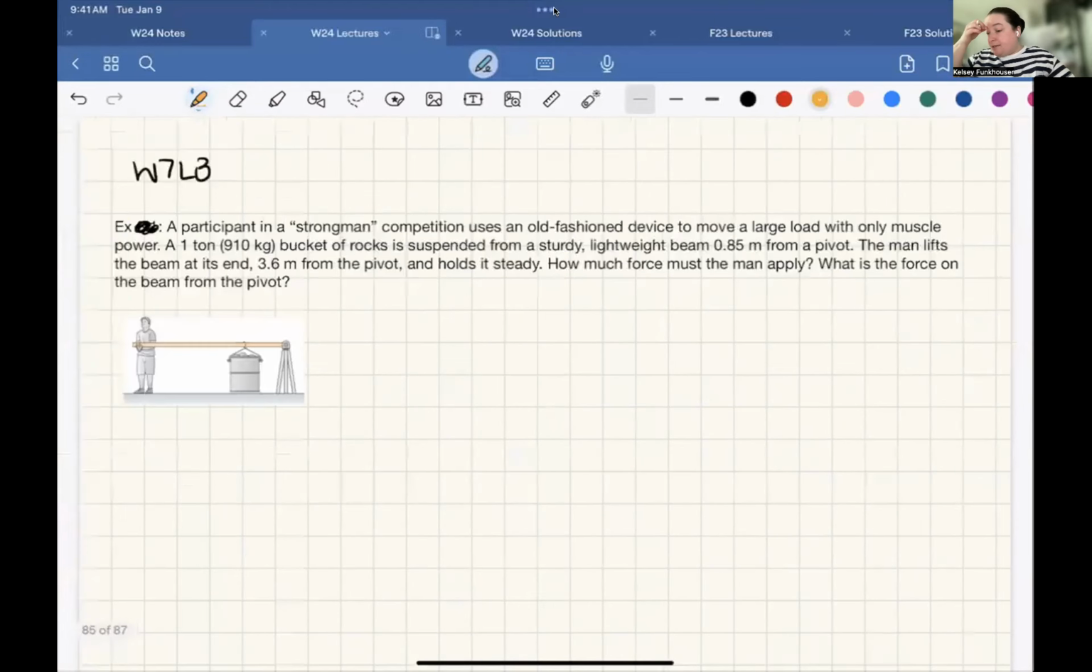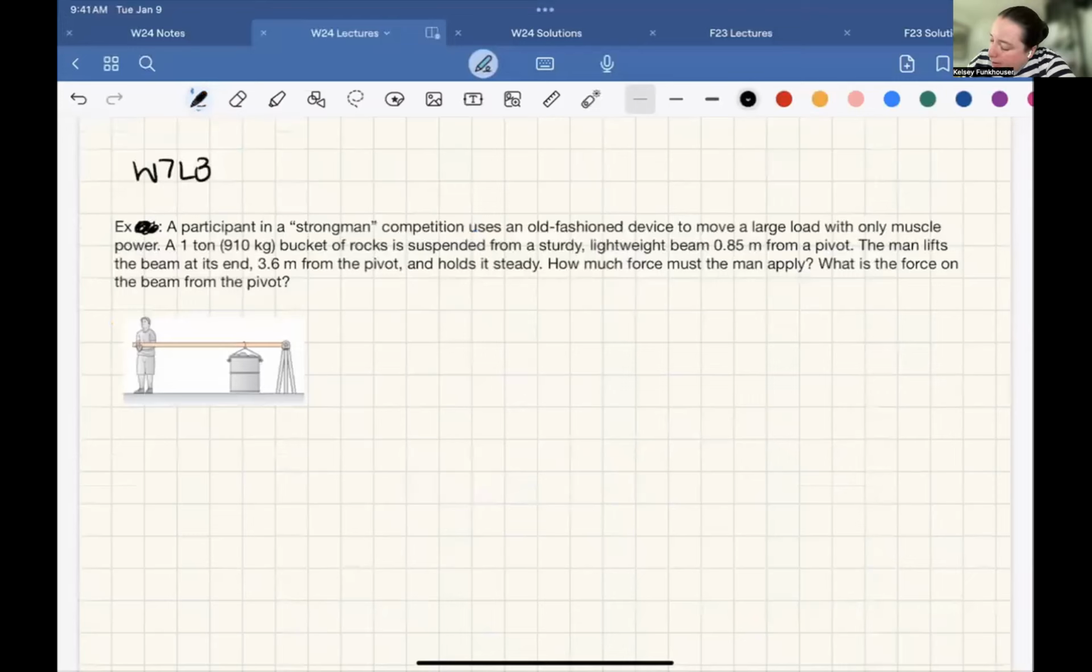Okay, let's do another example. Our participant in a strongman competition uses an old-fashioned device to move a large load with only muscle power. A 1-ton or 910 kilogram bucket of rocks is suspended from a sturdy lightweight beam 0.85 meters from the pivot. The man lifts the beam at its end 3.6 meters from the pivot and holds it steady. How much force must the man apply? What is the force on the beam from the pivot?